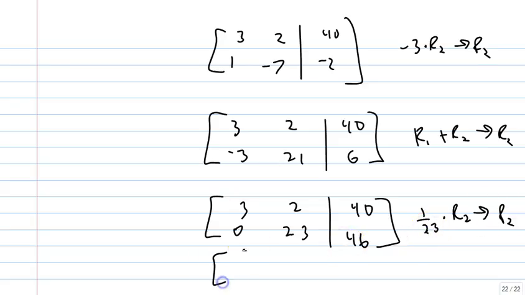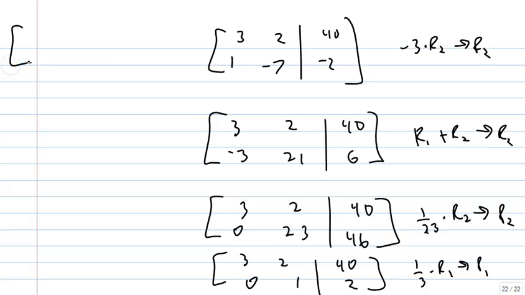So then, once again, the top stays the same. Let's just do this one step at a time. And you get 0, 1, and 2. But let's get this to be 1. Well, we can divide everything by 3. So then, let's take 1/3 times row 1 and replace row 1. So then you get 1 and 2/3 and 40/3 and 0 and 1 and 2. Okay.